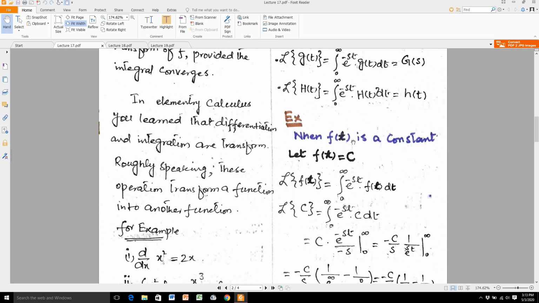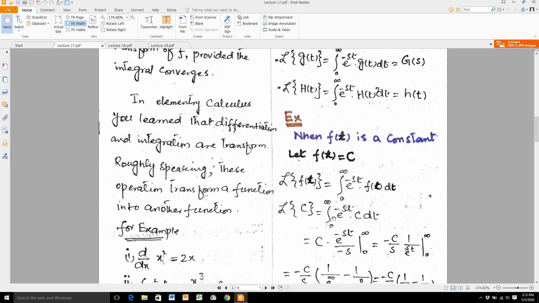Here, when f of t is a constant function, f of t is equal to c. C takes any value: 1, 2, 3, 4, 5, minus 1, minus 2, minus 3, whatever it is. These are also constants, so I am writing generally c. By definition, Laplace of f of t is equal to the integral from 0 to infinity of e raised to power minus st f of t dt. Here I substitute the function f of t equal to c, so it is the integral from 0 to infinity of e raised to power minus st c dt.